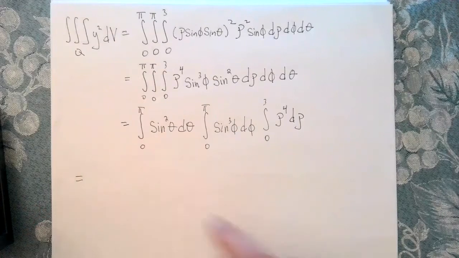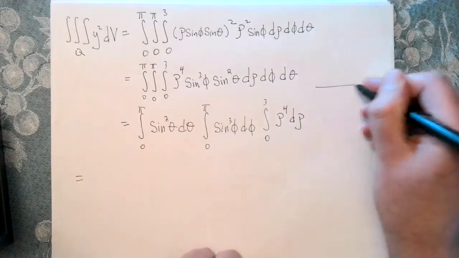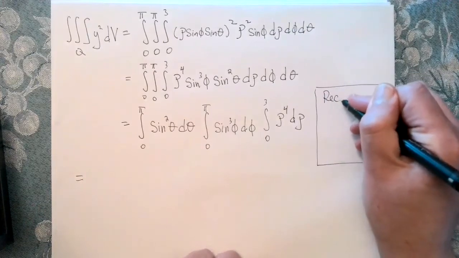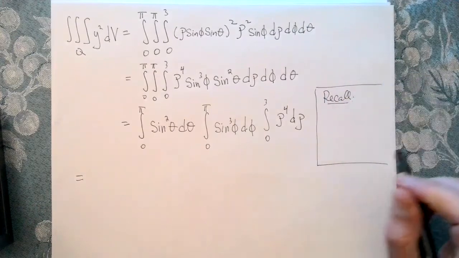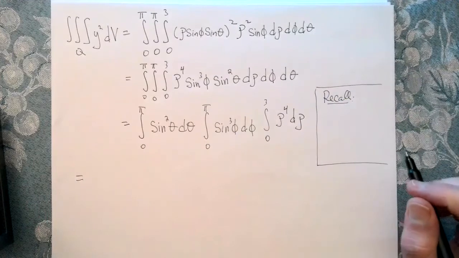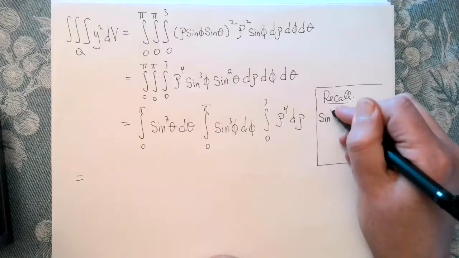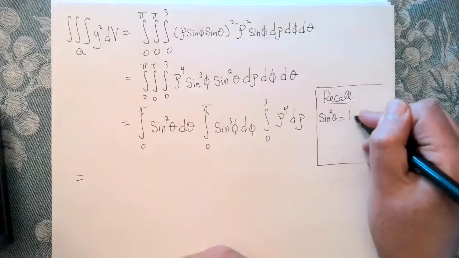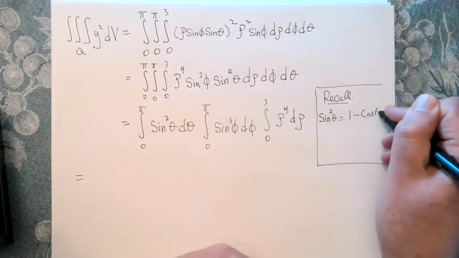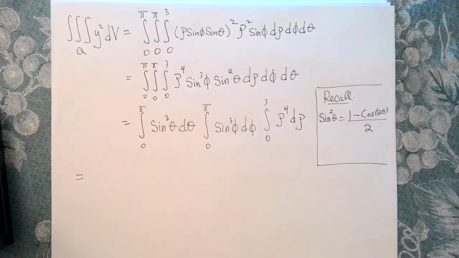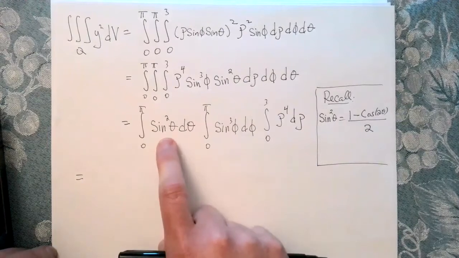So for this one, this is raised to an even power. So I want to think about the power reducing formula. This just comes from the double angle formula for cosine. So you just want to remember that sine squared of theta is equal to 1 minus the cosine of a double angle, or 2 times theta, over 2. So that'll help us solve this.